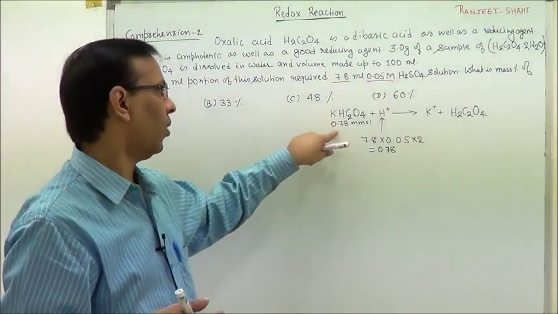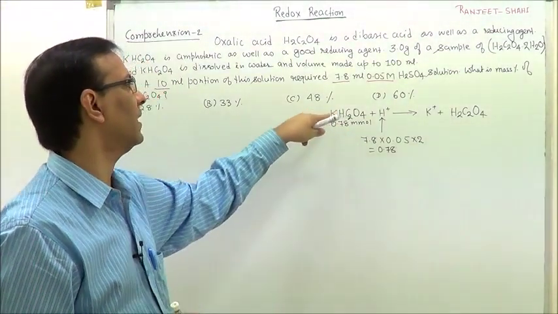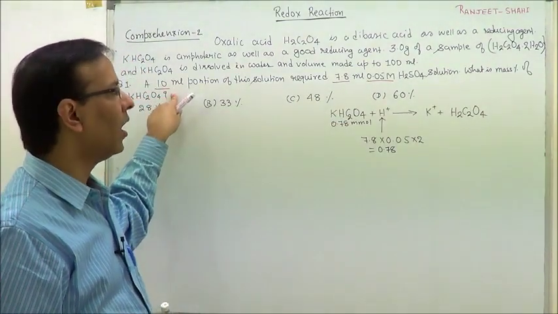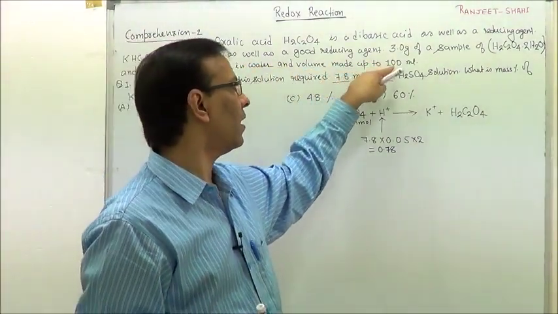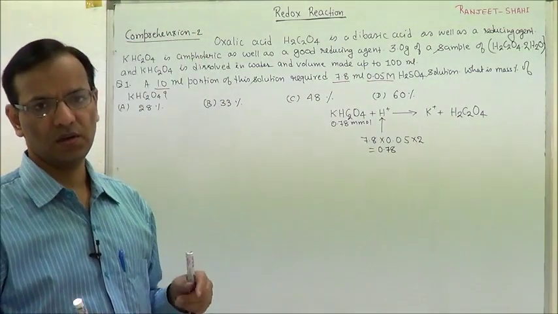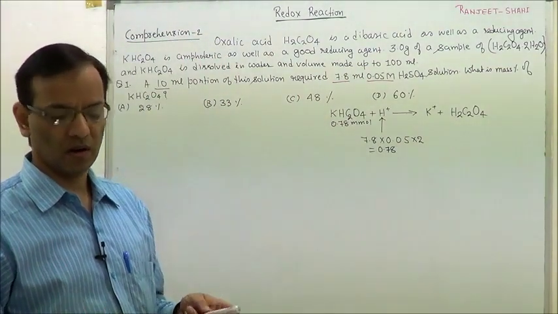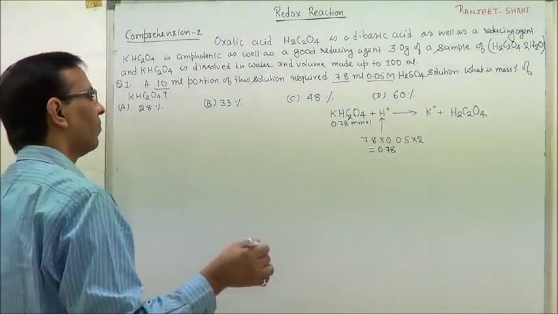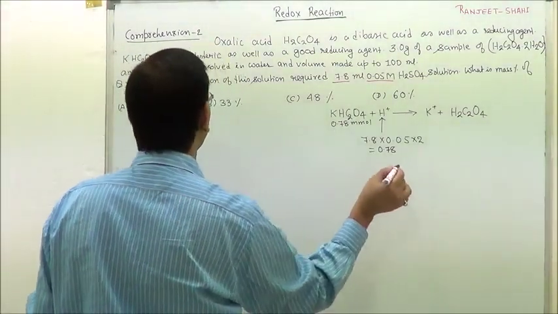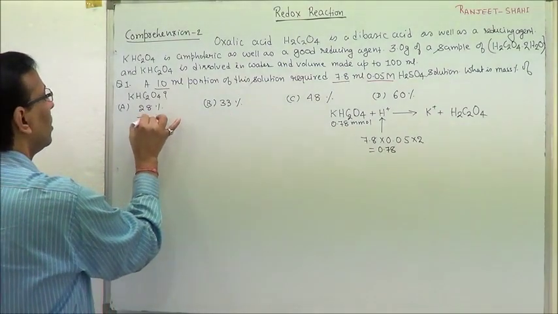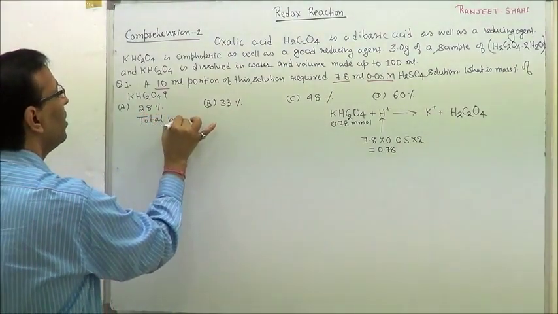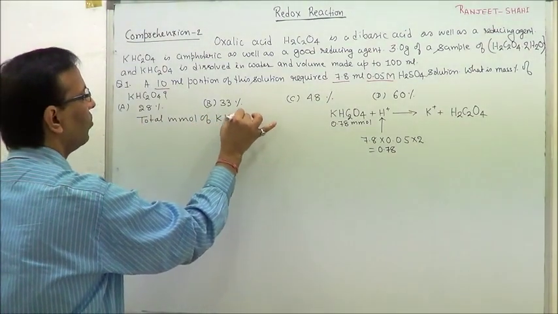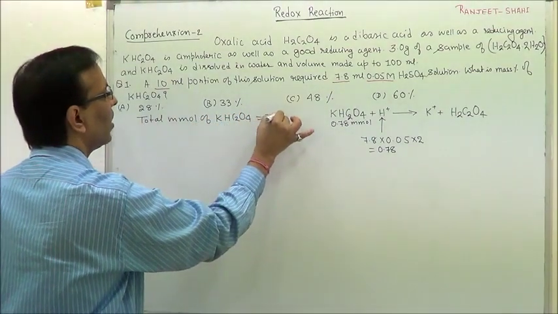Since 0.78 millimole of potassium hydrogen oxalate is present in 10 ml, and we have produced originally 100 ml solution, the total millimole of potassium hydrogen oxalate in the original sample is 7.8. So total millimole of KHC2O4 is 7.8.